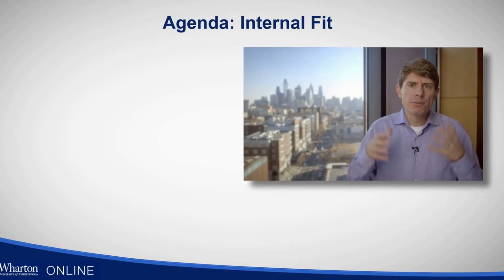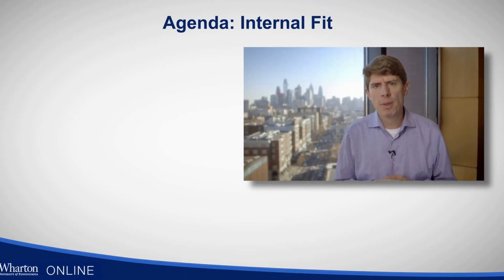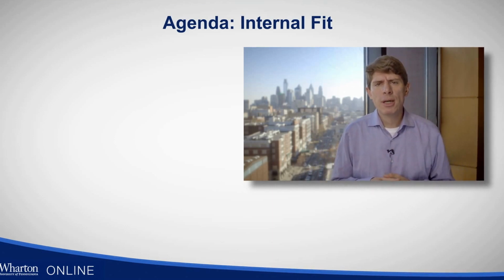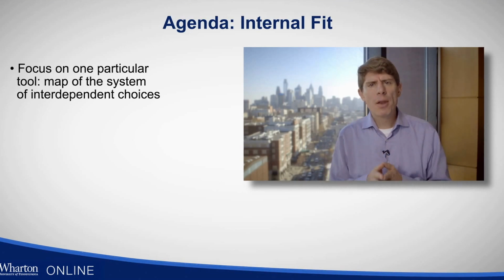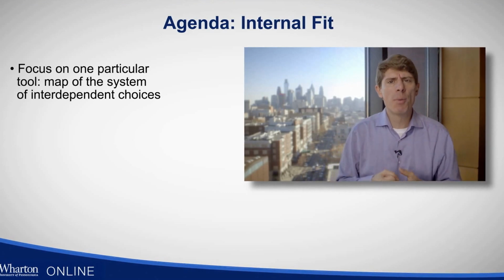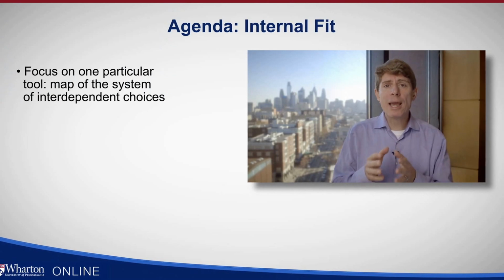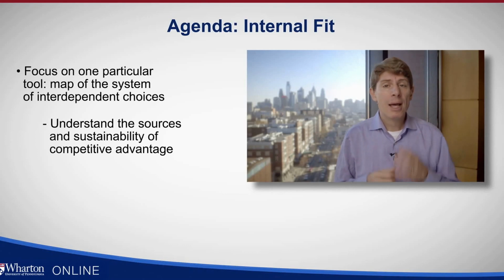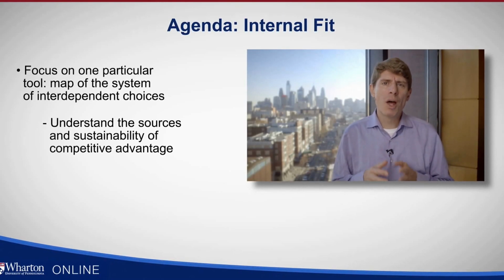So our agenda for this first module on internal fit is the following. After we talk a little bit about some of the fundamentals of strategy, I want us to hone in on one particular tool: an activity system, or a map of the system of interdependent choices that a firm has made. These maps will be helpful in two different ways. First, they will help us understand the sources and the sustainability of competitive advantage of firms. And secondly, they will be a very helpful tool for understanding organizational change and how to think about it. So these are two different but really important applications of this one tool.